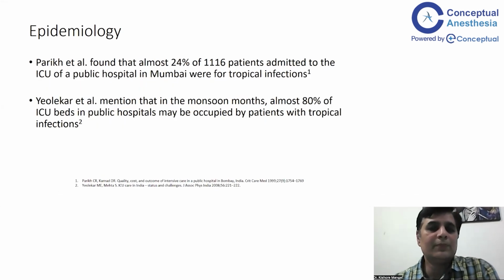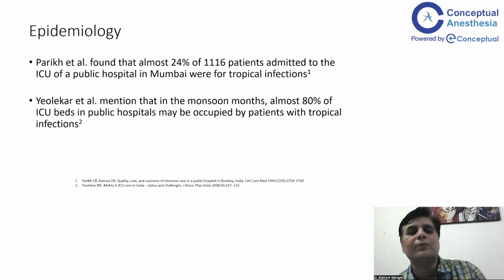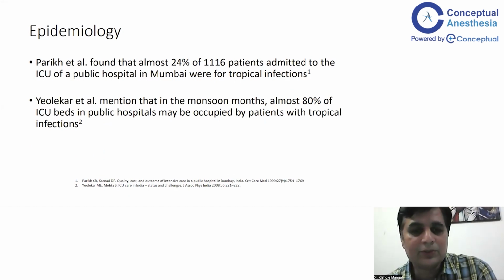In another study, Parekh found that a large share of the patients admitted to the ICU of a public hospital in Mumbai were for tropical infections, whereas Yolekar mentioned that during monsoon months the epidemiology may increase up to 80% of the beds, which is quite phenomenal.